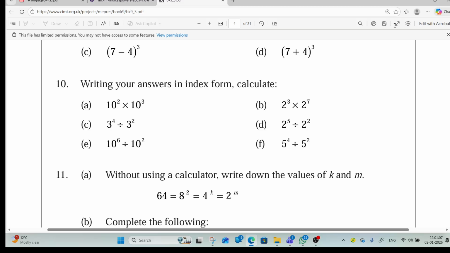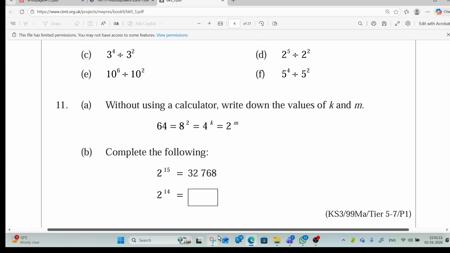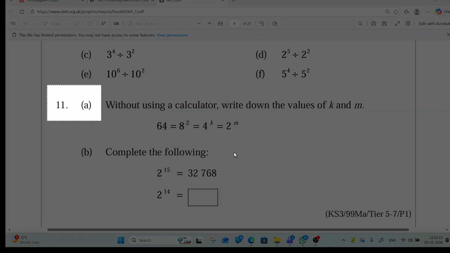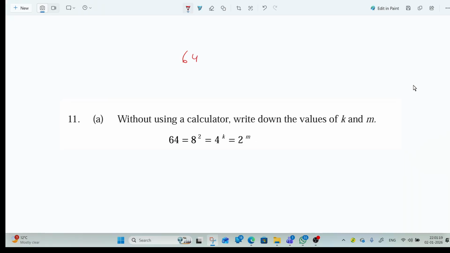So we have this question here. Without using a calculator, write down the value of k and m. We know 64 is 8 times 8, right? So we can write 64 as 8 to the power 2. And if I write this 8 as 4, so what would be the power of 4?